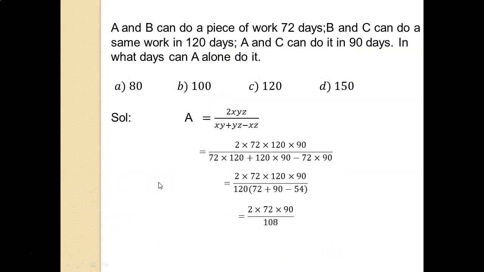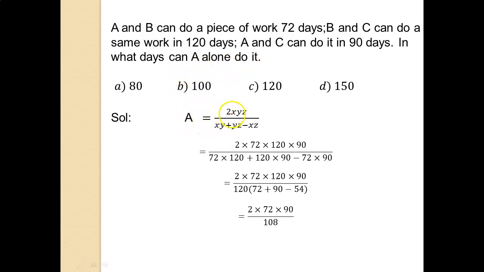Now the last problem. A and B can do a piece of work in 72 days. B and C can do the same work in 120 days. A and C can do it in 90 days. In what days can A alone do it? In this problem, what is the question? Only find out the number of days A alone can do it. So the same formula.